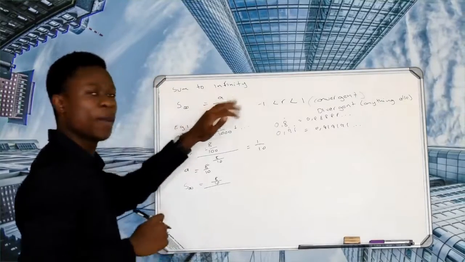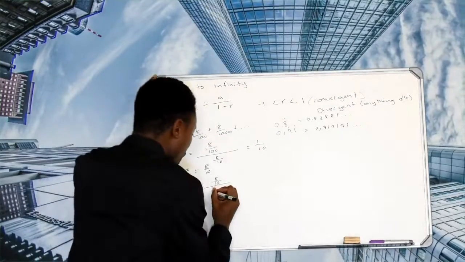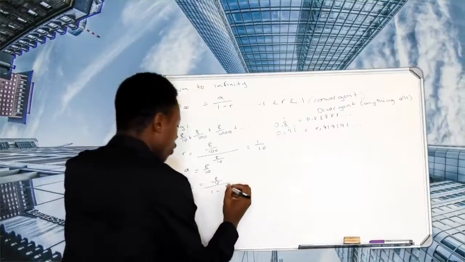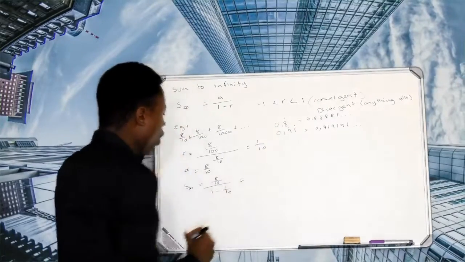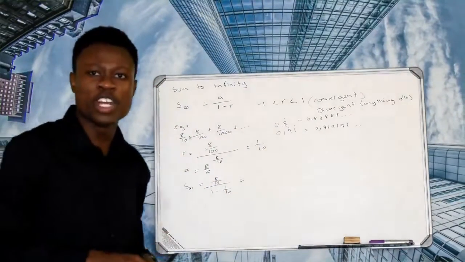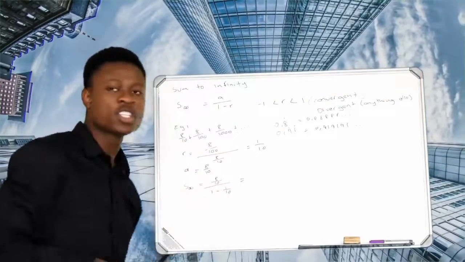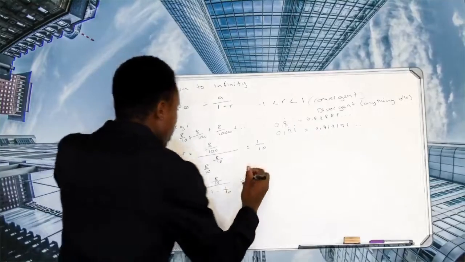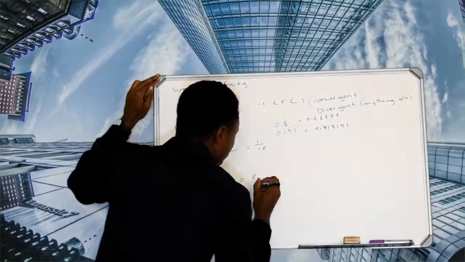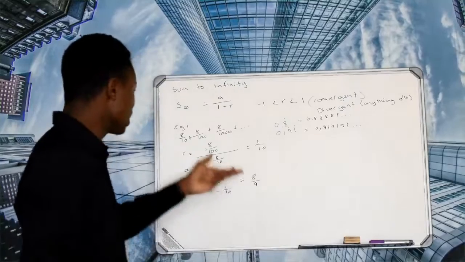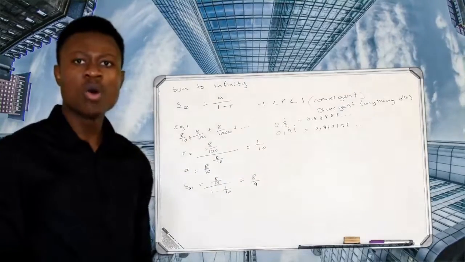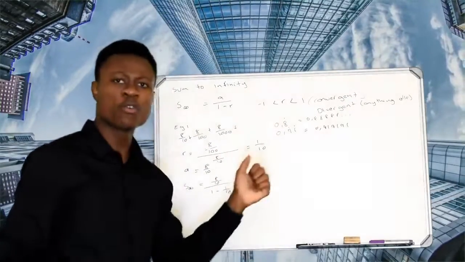What's at the bottom? 1 minus r. So 1 minus, what is r? 1 over 10. So that's basically it. That is sum to infinity. Straightforward, easy, 3 marks. Just put this in your calculator and the value that you should get is 8 over 10. Okay, that's easy, right? Those are 3 marks. Why would you deny 3 marks? Go get your 3 marks.